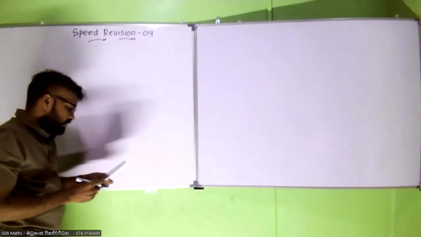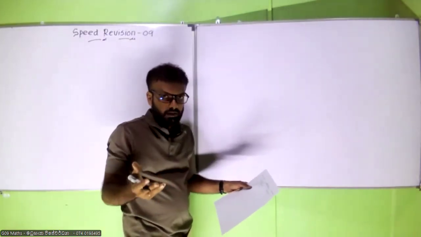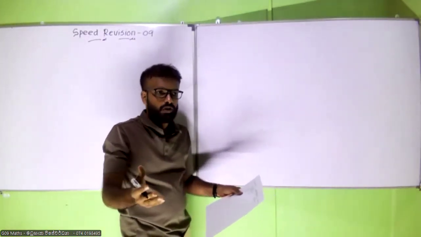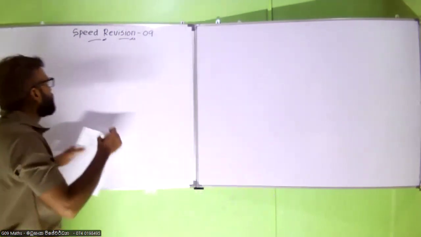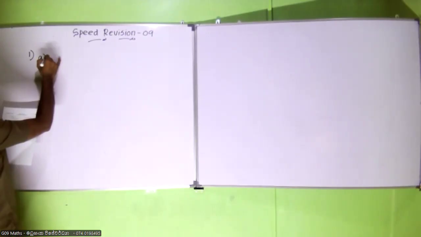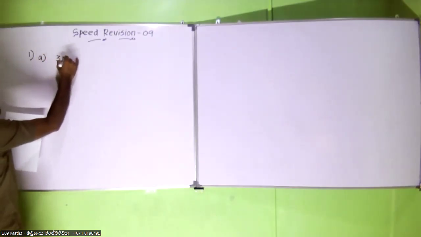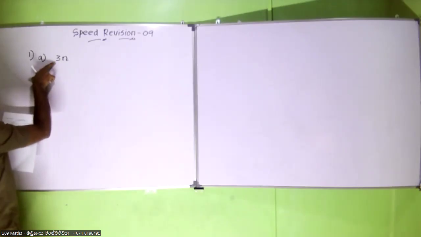So the first question is, what is the general term of multiples of 3? You know multiples of 3, right? So first question, part A. Multiples of 3, the general term will be 3n.